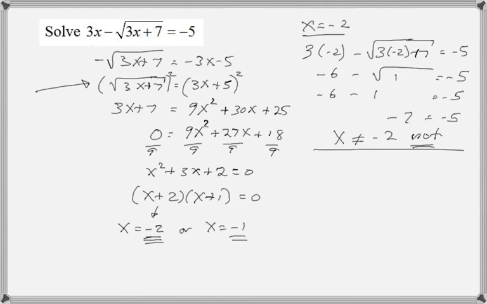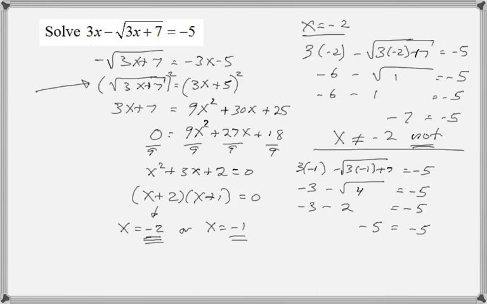That one might not be a real solution either. So same story, 3 times negative 1 minus square root 3 times negative 1 plus 7 is equal to negative 5. 3 times negative 1 is negative 3. Subtract inside the radical. 3 times negative 1 is negative 3. Negative 3 plus 7 is 4. And then negative 3 minus the square root of 4 is 2. And I end up with negative 5 is equal to negative 5. So x equals negative 1 is my solution.